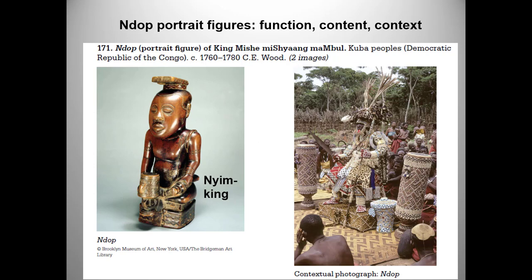And here's an interesting similarity to some of our Egyptian works. Ndop were thought to be the site of the king's life force after death. More specifically, the Ndop supposedly housed the Nyim's double, the counterpart of his soul. If something happened to the king, say a wound in battle, supposedly this showed up on his Ndop.